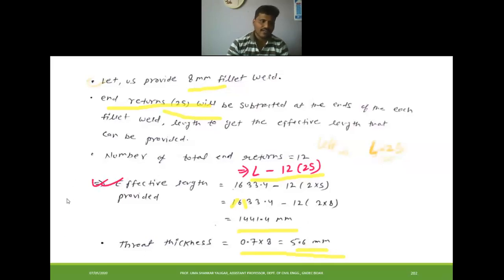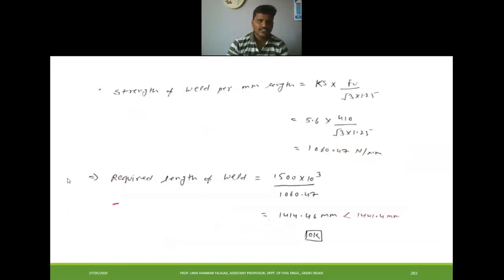Now we will calculate whether the strength of the weld is within the safe condition or unsafe condition. The strength of the weld per mm length is equal to Ks into Fu divided by square root of 3 into 1.25. Ks you know, 5.6, now only we calculated. You know Fu is 410. Substitute the values, you will get 1060.47 Newton per mm.